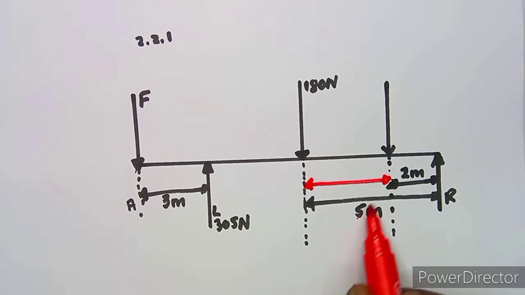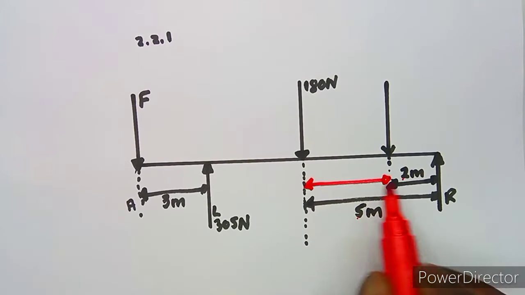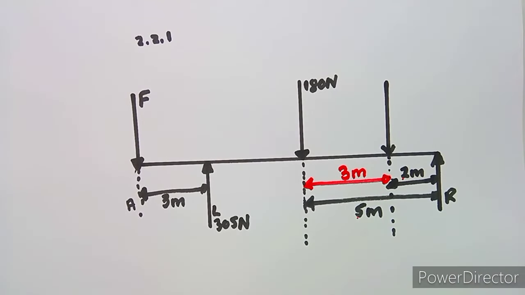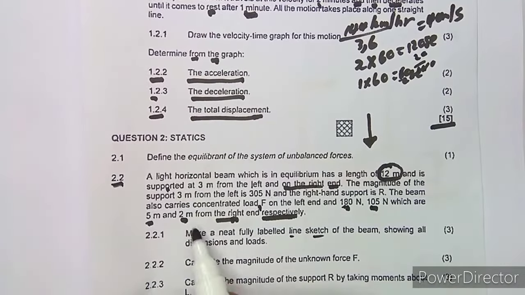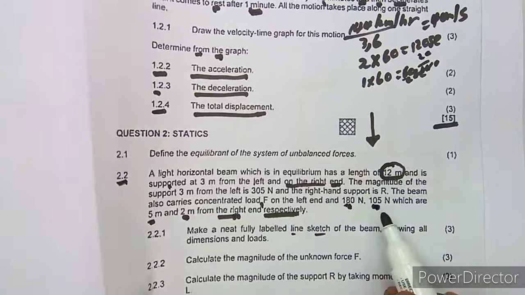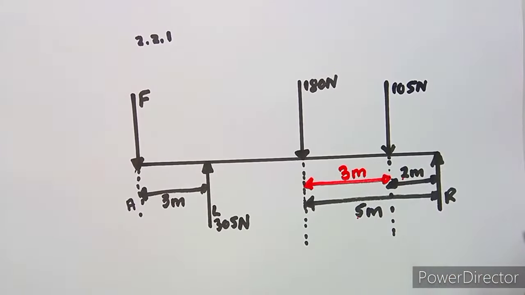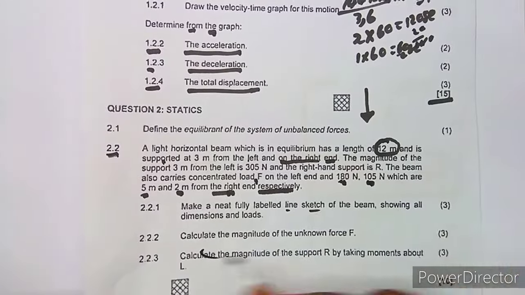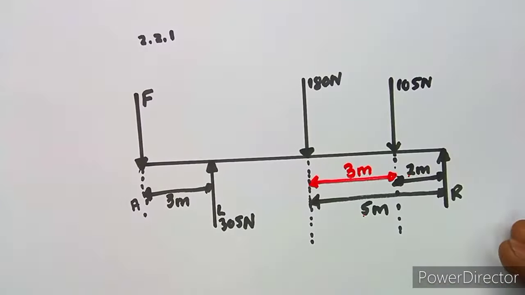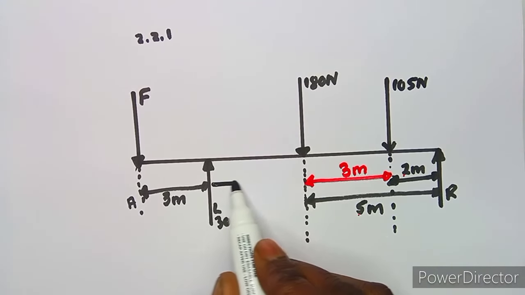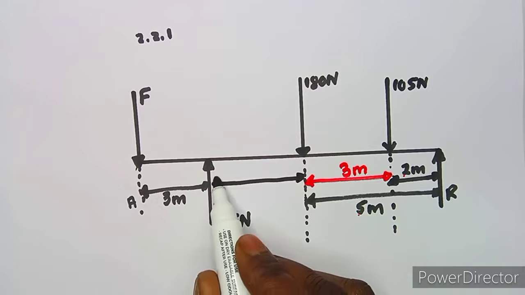You've got 5, so it's going to be 5 minus 2 here, which is 3 meters. So that is between these two. I'm going to name any other points that we can, but this is a 105 Newton point load. All right, so I think that's all we have. So that's our sketch. Everything is there, but we do not have the distance between these 2 points because it's not given.